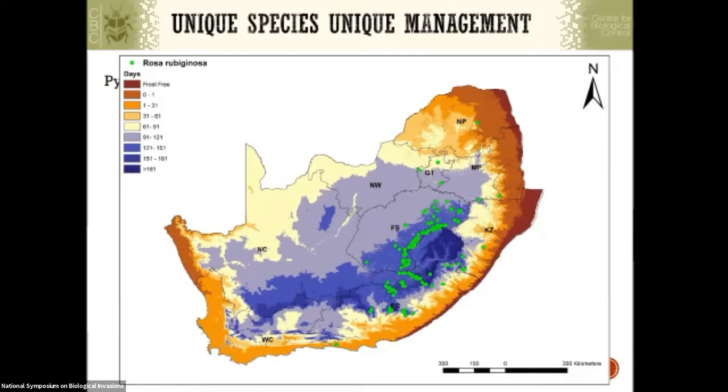And I believe that people working in different mountain ranges could be sharing their management successes that have worked in their ranges into other mountain ranges. The Cape Fold Mountains have had extensive experience working with invasive alien plants compared to a lot of the other mountain ranges in South Africa. And I believe lessons could be learned between mountain ranges.